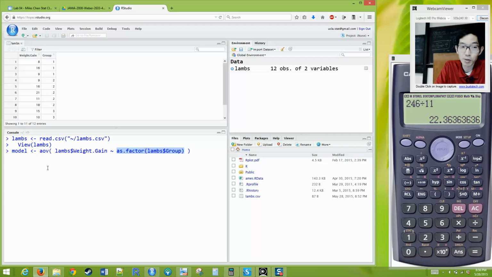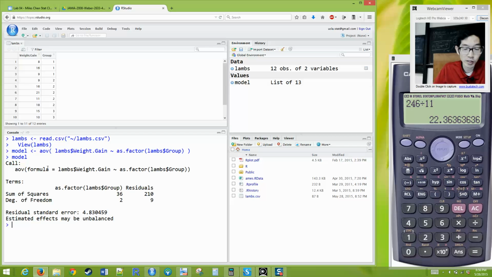It's done. It doesn't look like it did anything, but I can print out the model. If I just type in model, it'll tell me what we see. The sum of squares is 36, and for the residuals, the sum of squares is 210. The degrees of freedom is 2, and the degrees of freedom is 9. It's exactly what we have, right?